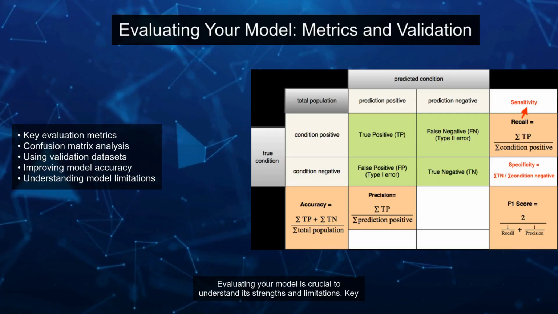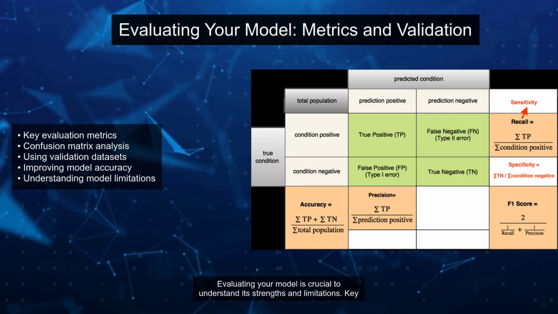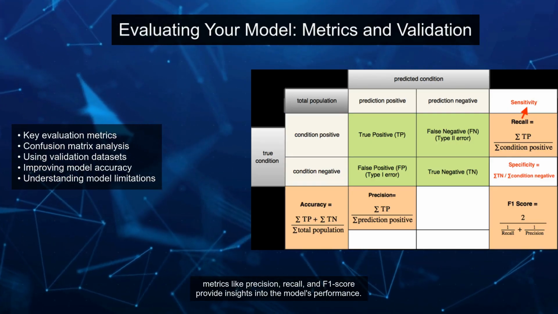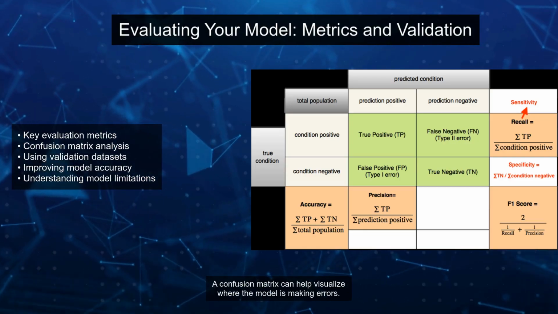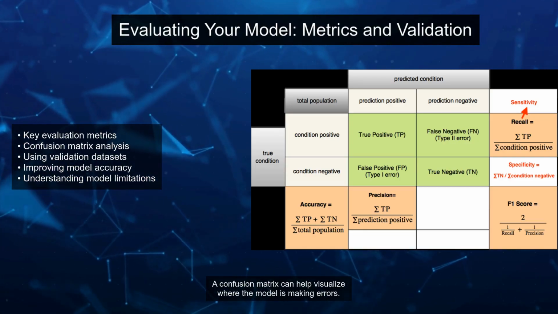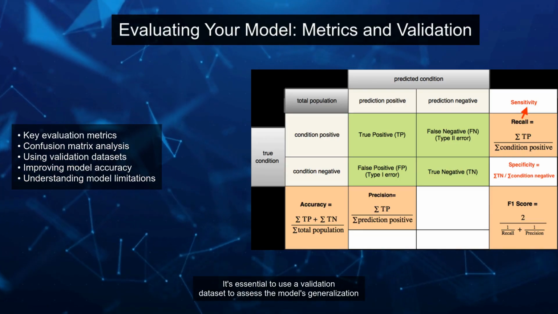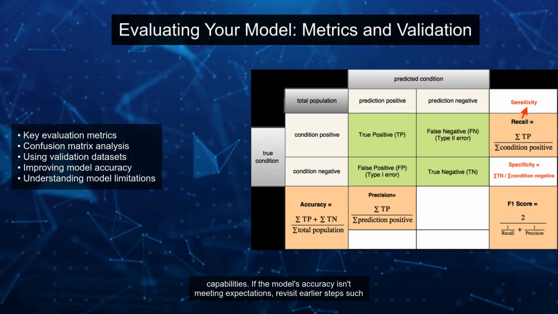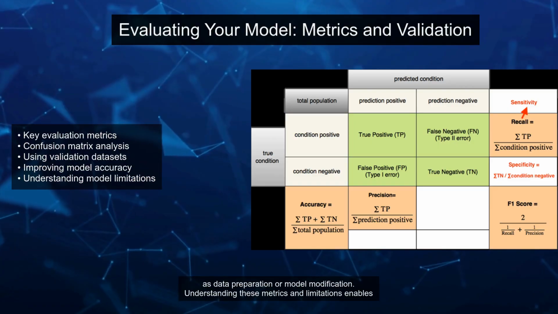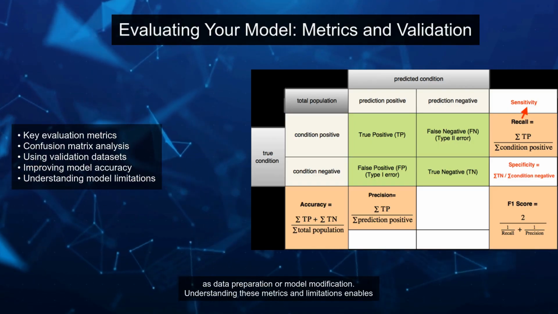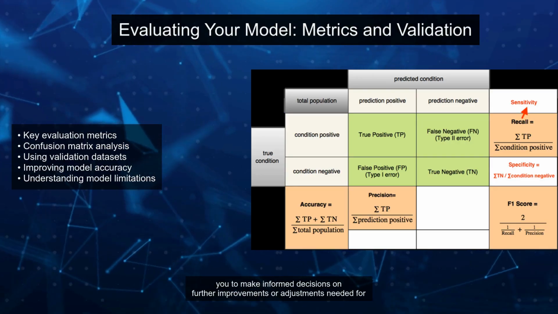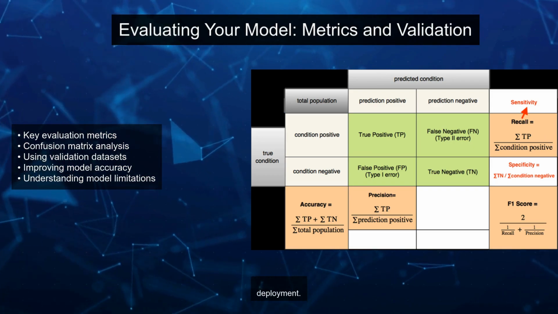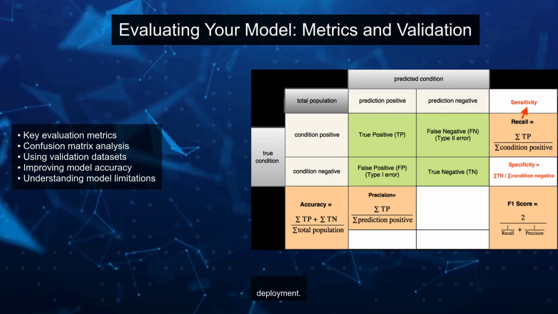Evaluating your model is crucial to understand its strengths and limitations. Key metrics like precision, recall, and F1 score provide insights into the model's performance. A confusion matrix can help visualize where the model is making errors. It's essential to use a validation dataset to assess the model's generalization capabilities. If the model's accuracy isn't meeting expectations, revisit earlier steps such as data preparation or model modification. Understanding these metrics and limitations enables you to make informed decisions on further improvements or adjustments needed for deployment.